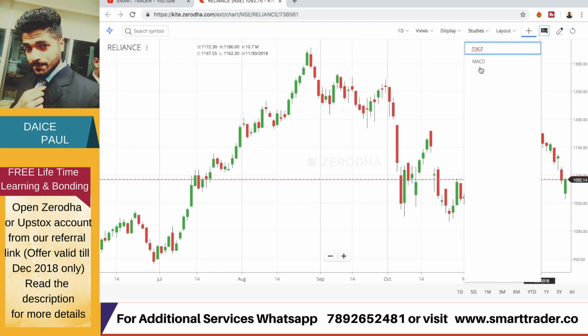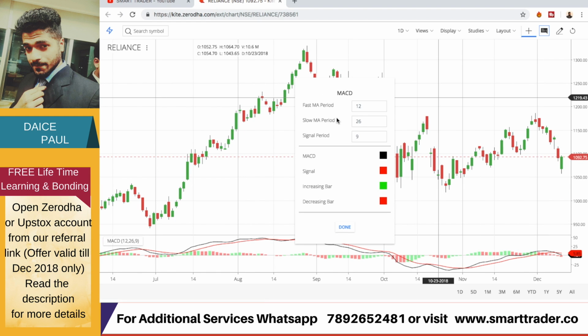So once you type MACD, you get the default settings. As I told you, 12, 26, 9. These are the default settings which have been used universally. It doesn't mean you should use the same. You can try out different ways, but this is how the indicator was started with these calculations. So this is a default and effective way that everyone will be using.